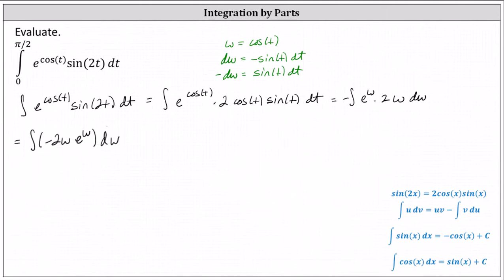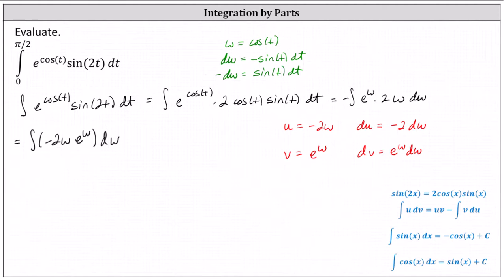So now let's set up the integration by parts, where we'll let u equal negative 2w, which means dv must equal e to the w dw. Du equals the derivative of negative 2w times dw, which is negative 2 dw. V equals the integral of e to the w dw, which is e to the w. Remember, we leave the plus c to the very end.